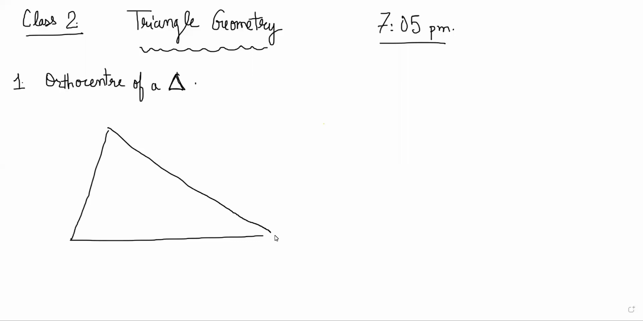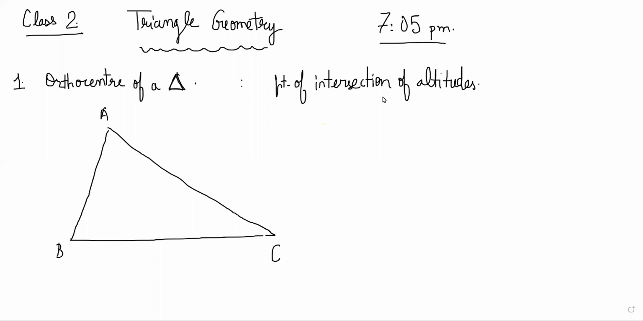So for example, if this is a triangle ABC, what is the orthocenter? The orthocenter is basically the point of intersection of the altitudes of the triangle. So what are altitudes? Altitudes are perpendiculars drawn from the vertex to the opposite side.